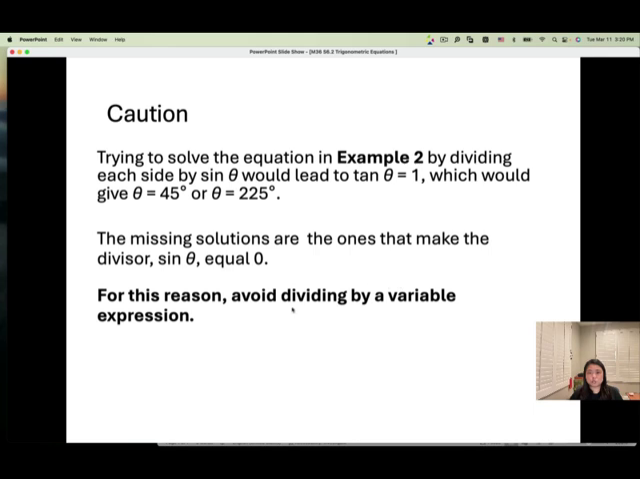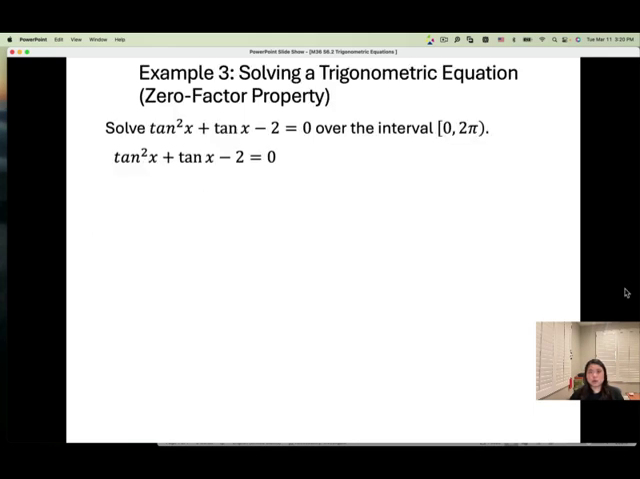Okay, for this reason, avoid dividing by a variable expression. Okay, example 3. Tangent squared x plus tangent x minus 2 equal to 0 over the interval. So it looks like the quadratic equation, right? Ax squared plus bx plus c equal to 0.